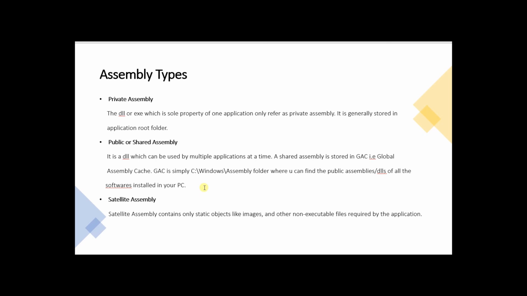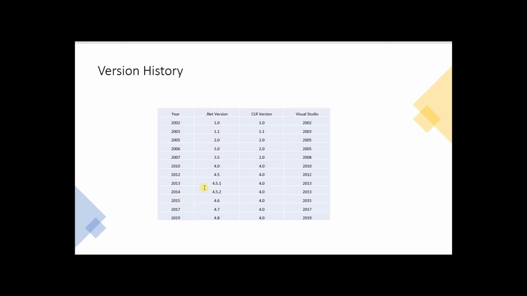Now in the next slide we have the version history of the .NET framework. Here in the table we include the version release date along with the Visual Studio IDE, that is, integrated development environment. The first version 1.0 was released in 2002. Later on, Microsoft updated its versions by fixing bugs and included new features inside the framework. The current version is 4.8 and it was released in 2019.